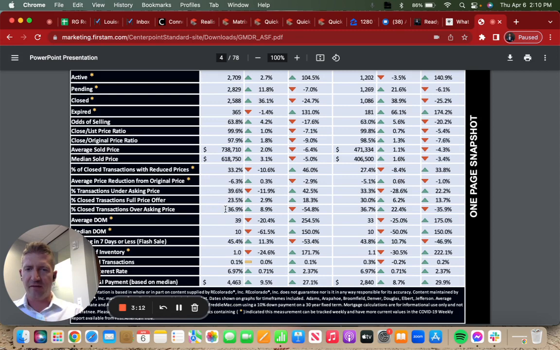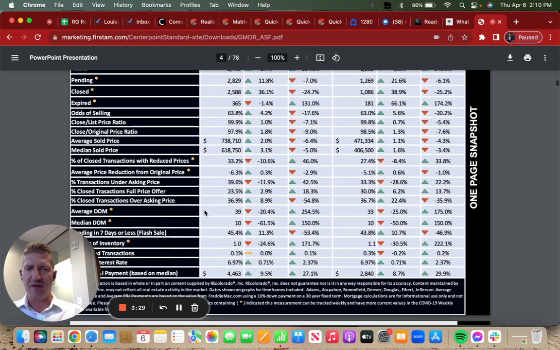2022. You can see the rest of the breakdown here: percent that closed with a full price offer and then over asking price. So the over asking prices actually went up 9% compared to February of this year. Of course, that's down significantly, 55% from last year.